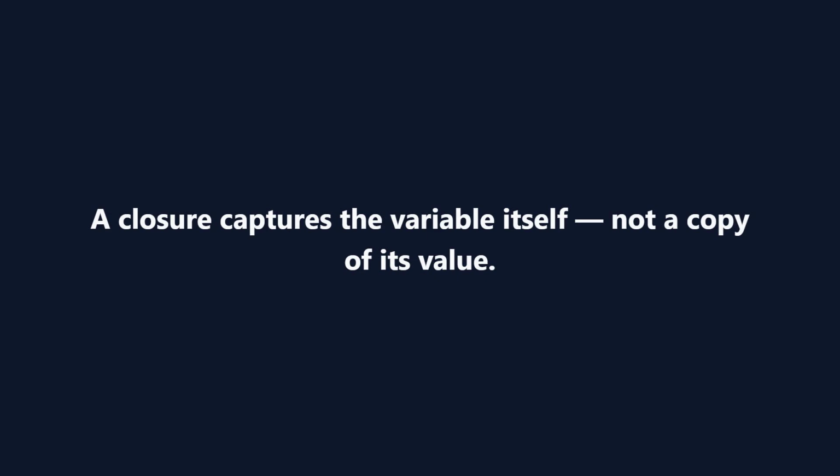Everything else in this video follows from one rule, so here it is on its own. A closure captures the variable itself, not a copy of its value at the moment you wrote it, the actual variable. If you understand that sentence, the useful behavior and the famous bug are both obvious. If you do not, both of them look like magic.